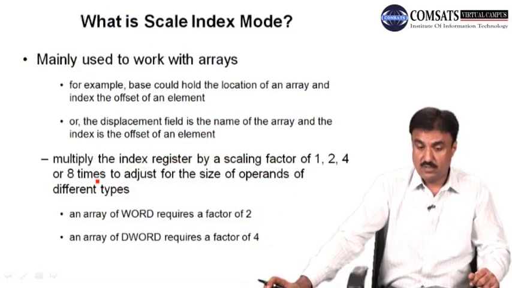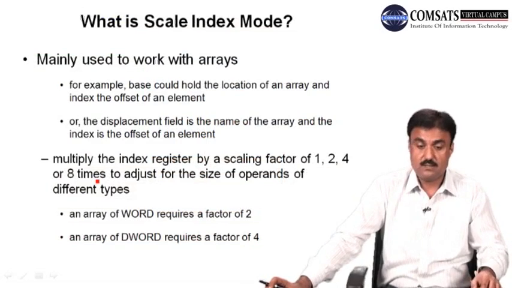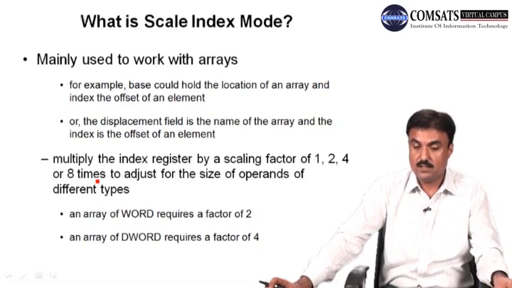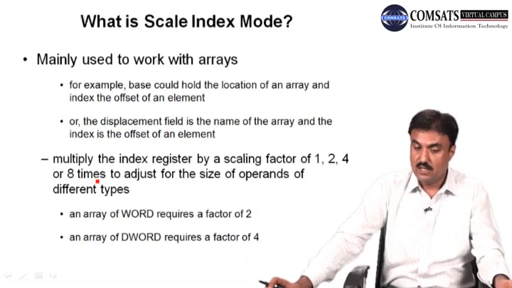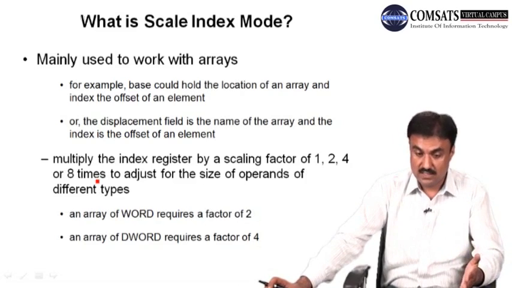Now the scale index mode, as we know, is used to work with arrays. For example, the base could hold the location of an array and the index, the offset of an element, and so on. So we have base plus index, or the displacement field is the name of an array, and the index is the offset of an element.